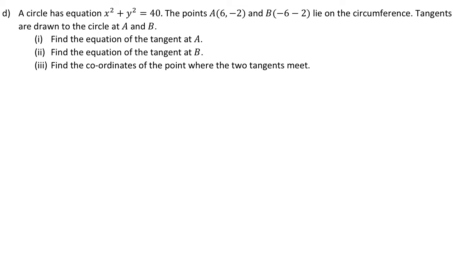Example D. A circle has an equation x squared plus y squared equals 40. The points A (6, minus 2) and B (minus 6, minus 2) lie on the circumference. Tangents are drawn to the circle at A and B. Find the equation of the tangent at A.